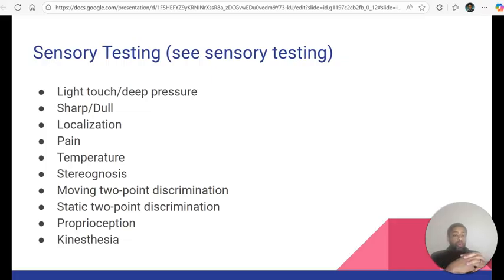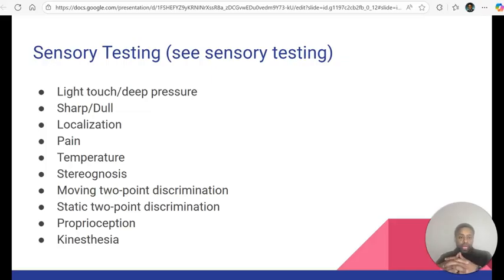All right, let's go through some of these sensory testings. What is light touch? Light touch is the person's ability to recognize when they're being touched lightly, of course, in different parts of the body. And deep pressure is, do they recognize pressure on their skin? Sharp dull, as the name implies, is the person's ability to differentiate between a sharp object and a dull object. Localization is the person's ability to identify exactly where they are being touched.